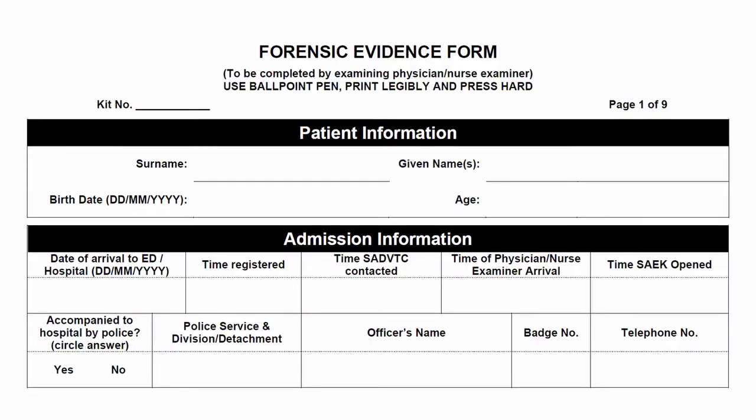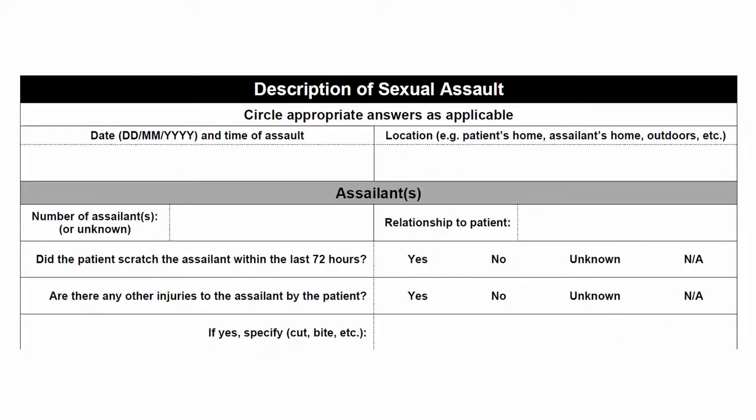The first page of the forensic evidence form requires the kit number to be included. Every subsequent page, the kit number should also be included in the upper left-hand corner. Here we have patient information that should be filled out, as well as admission information. In this instance, we will circle that the police did not accompany the patient to the hospital.